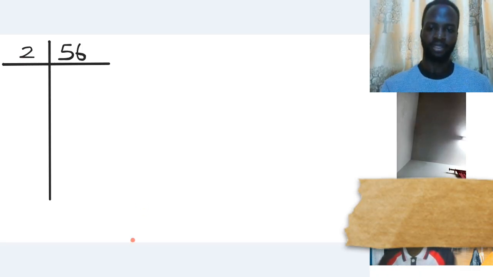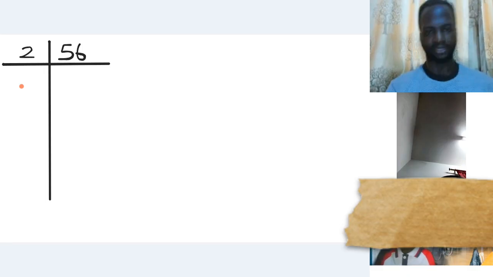Okay, so 56 here. Since we're converting to base 2, you are going to use 2 to divide. So now we're going to take it one after the other. Now 2 in 56. All right, we're doing this together.